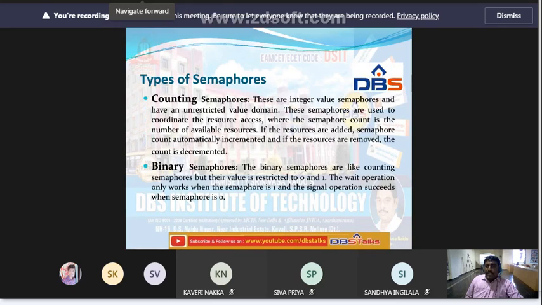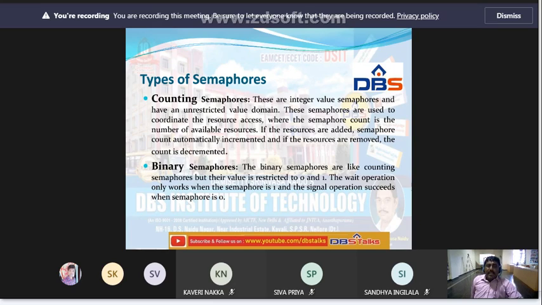Next, what are the various types of semaphores? First one is counting semaphore, next one is binary semaphore. What is meant by counting semaphore? Generally a semaphore is an integer value. These are integer value semaphores and have an unrestricted value domain. These semaphores are used for coordinating resource access, where the semaphore count is the number of available resources.